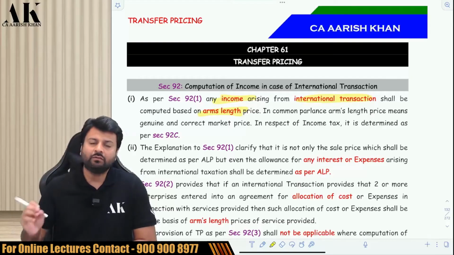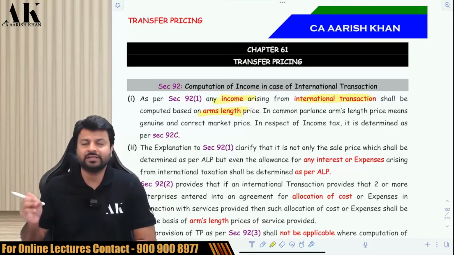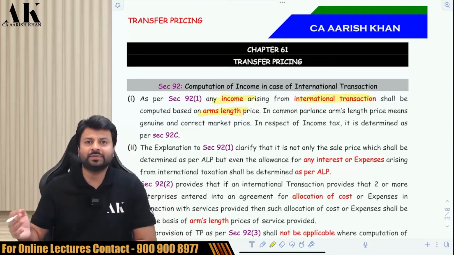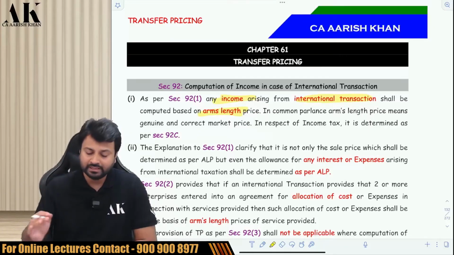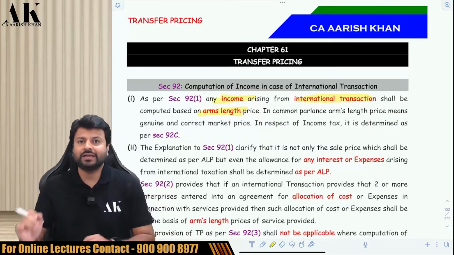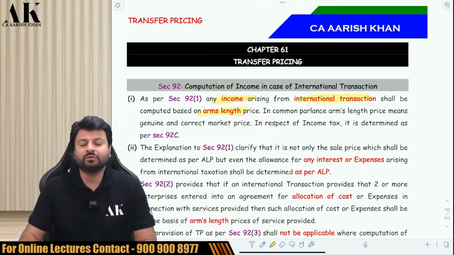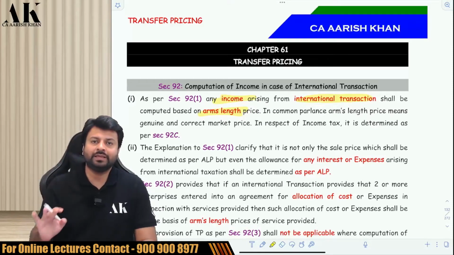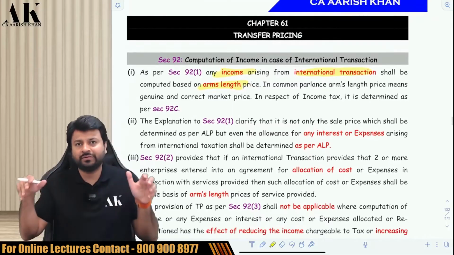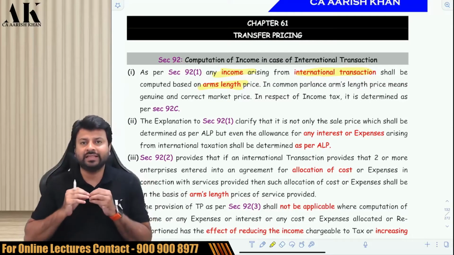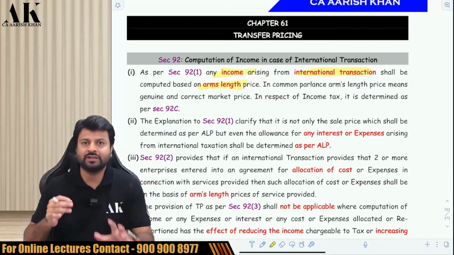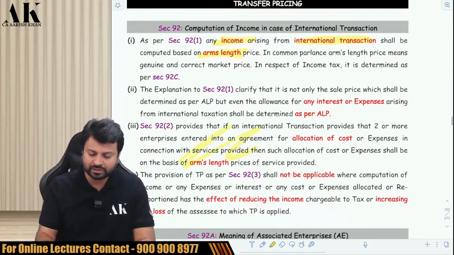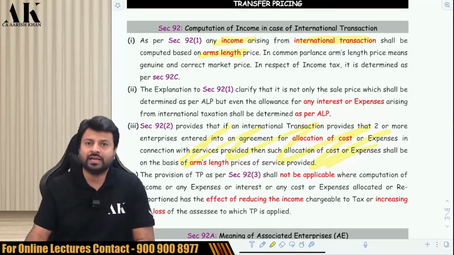Now, what is international transaction? That is defined in section 92B, that we'll see after some time. What is arm's length price? That is defined under section 92C, that also we'll see after some time, don't worry. Apart from income, expense and cost, transfer pricing is also applicable if there is some transaction between two or more associate enterprises and they are trying to allocate or apportion some cost between themselves. Then allocation of cost and apportionment of cost should also be done as per the arm's length price.